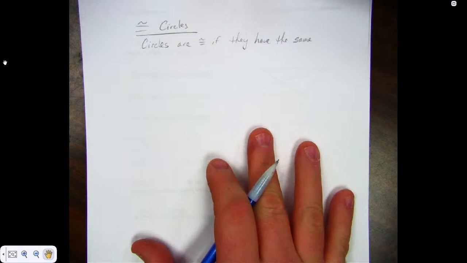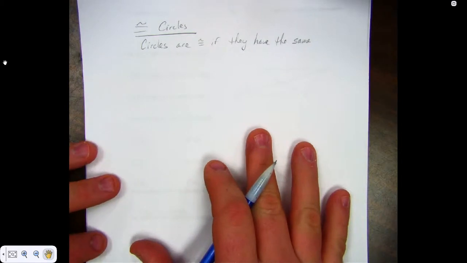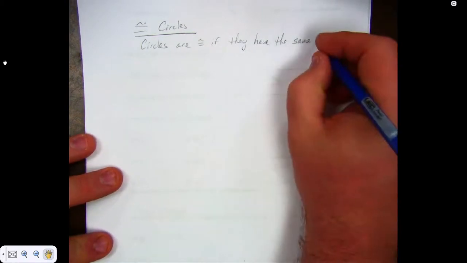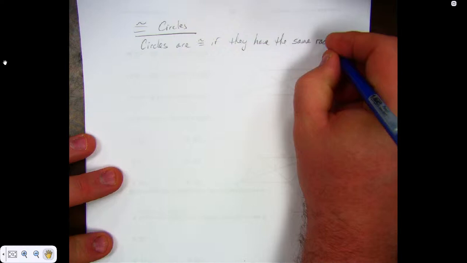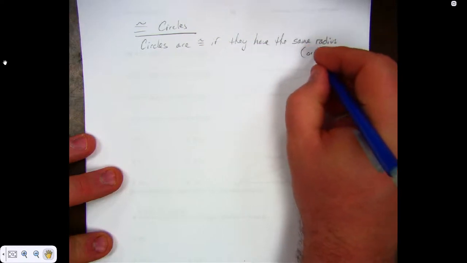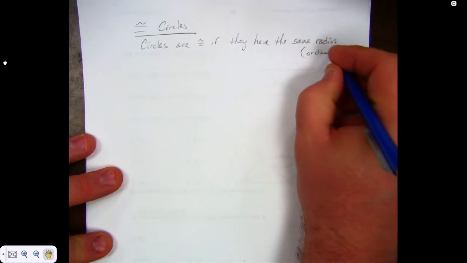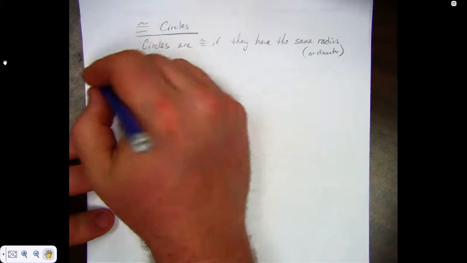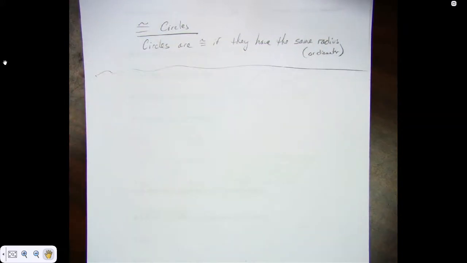We good? Okay, circles are congruent if they have the same what? Anybody tell me? Radius, I guess you could say, or what? Diameter. That's when circles are congruent. That's pretty easy to figure out, isn't it?